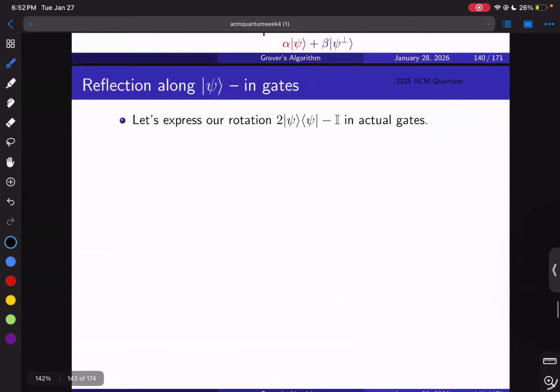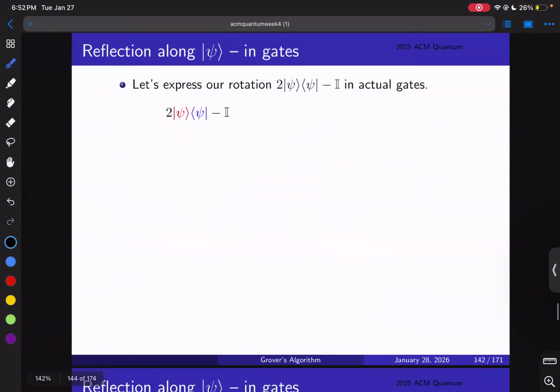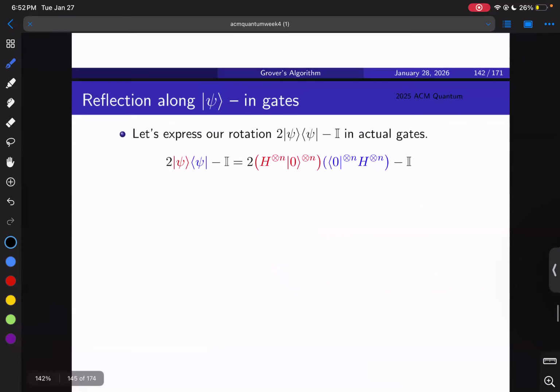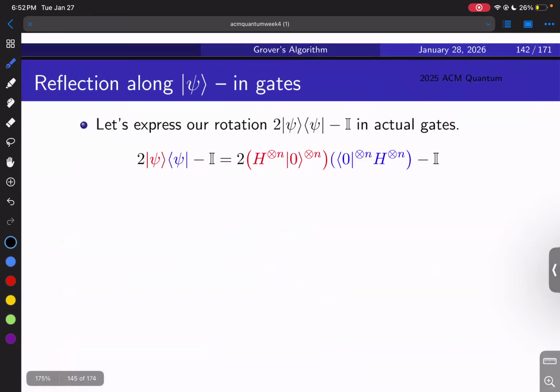Okay, I just gave you a matrix form. Let's actually use gates so that we can insert them into our circuit diagram. Let's just take the form 2 ket psi bra psi minus identity. Well, we know the definition of psi is that we apply Hadamards on the all zero state, so we can just sub that in this red one and this blue one. When you do the bra psi, you have to change the order a little bit. But yeah.